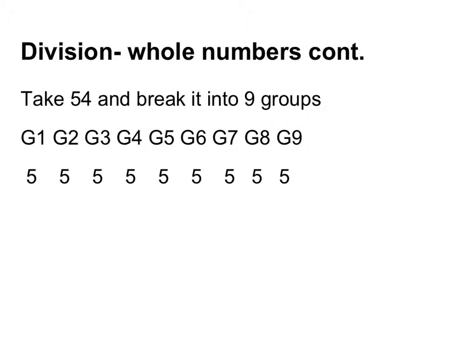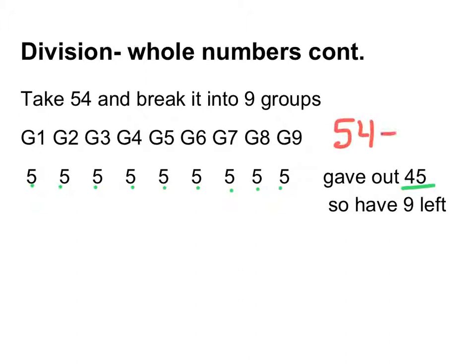So let's say I start by giving every group 5. So that's what I've done here. Group 1 got 5, group 2 got 5, group 3 got 5, etc. Now, I need some way of keeping track of how much I've passed out and how much I have left, so I tend to write it over to the side. If I gave 5 to every group, that's 5, 10, 15, 20, 25, 30, 35, 40, 45. So I gave out 45. If I have 54 and I gave out 45, that means I have 9 left. So to get that, I do 54 minus 45, and that gives me my 9 left.